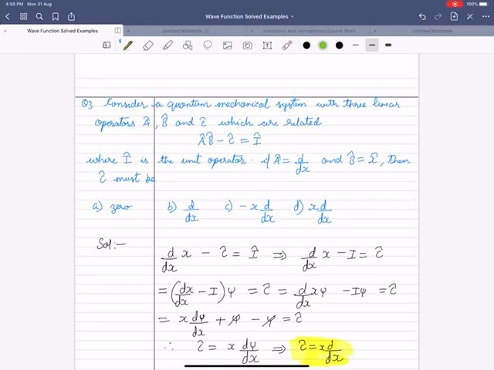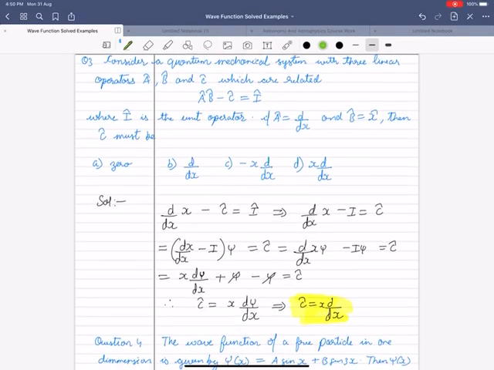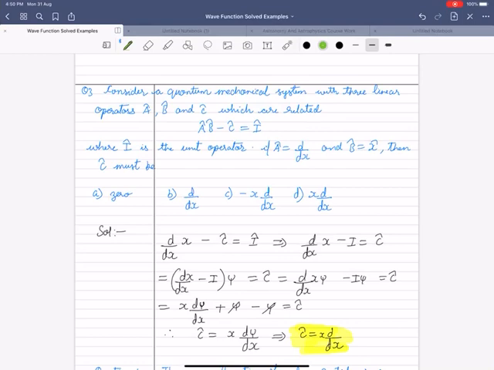This is also very simple. What you have to do is put in the values of the operator A, d by dx, here.